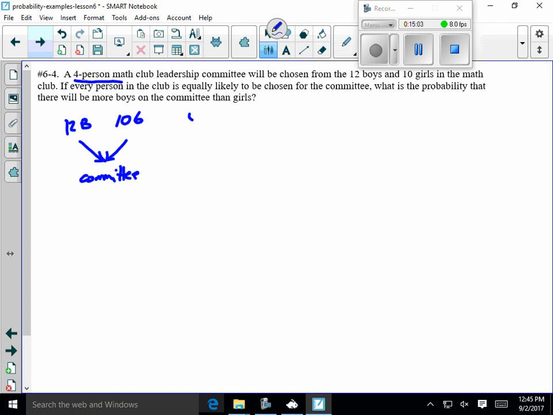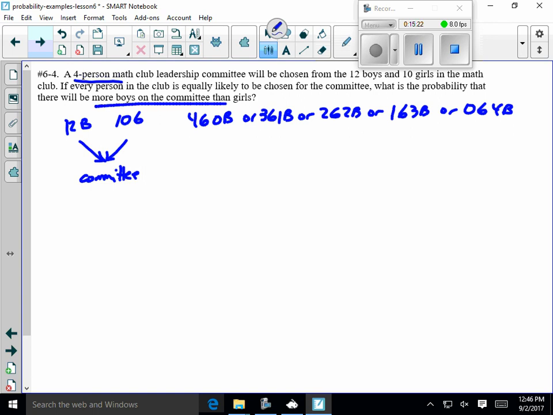I could have 4 girls and no boys, right? Or I could have 3 girls and 1 boy, or I could have 2 girls and 2 boys, or I could have 1 girl and 3 boys, or I could have no girls and 4 boys, right? Now, the situation I'm trying to find is the probability that we'll have more boys than girls, right? So this one's out, can't use that one, or this one, because that's the same number. It's only these cases here that have more boys than girls. So I'm really trying to find the probability that we have 1 girl, 3 boys, or 0 girls, 4 boys.